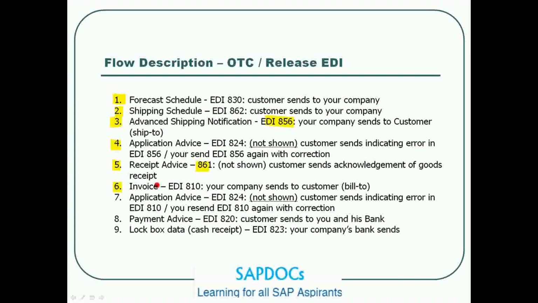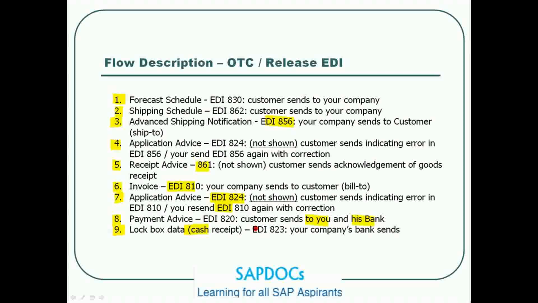Number 6 is the invoice, or 810, that you send. Number 7 is application advice, or EDI 824, which means something is wrong with the data in the 810. Number 8, you get the payment: the customer sends the payment advice to you and his bank. Number 9, your bank sends you the lockbox data with the cash receipt, and with that you update your GL account and subledger.